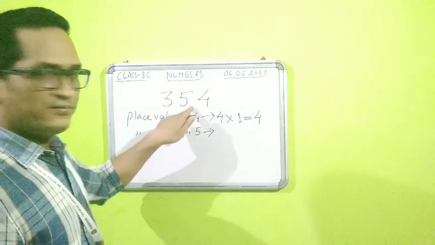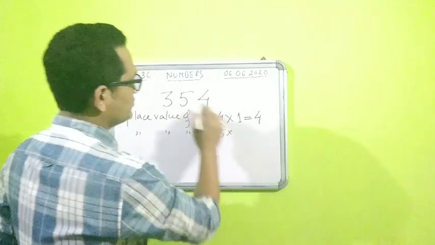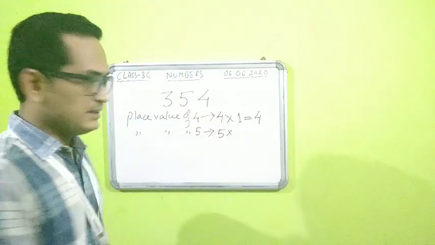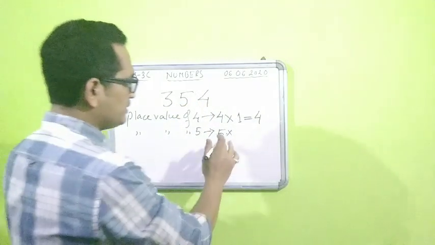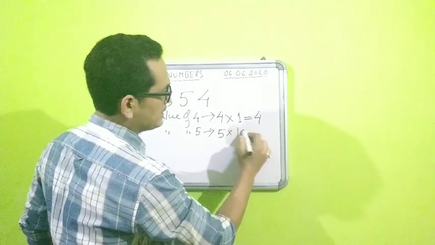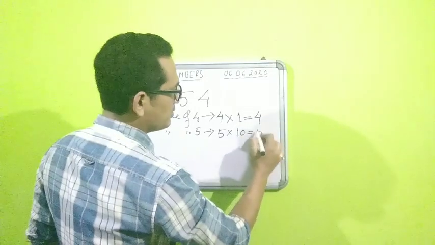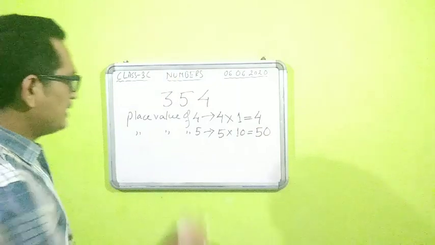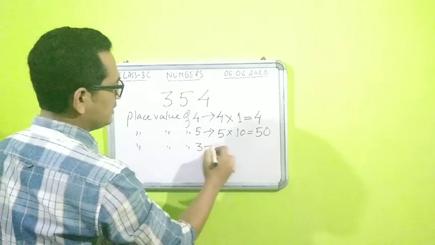Now if I have to write the place value of 5, how do we find it? You need to multiply 5 with the tens place. The 5 is sitting at the tens place, so I have to multiply 5 into 10. Tens place means multiply by 10. So 5 into 10 will be how much? 50.